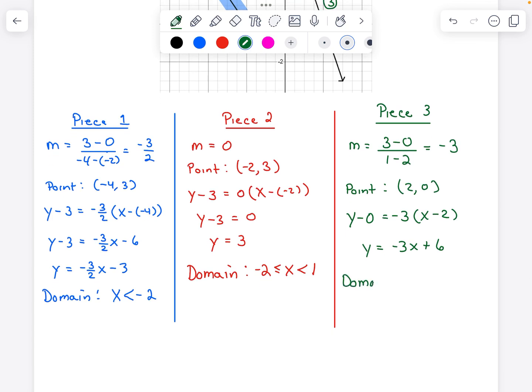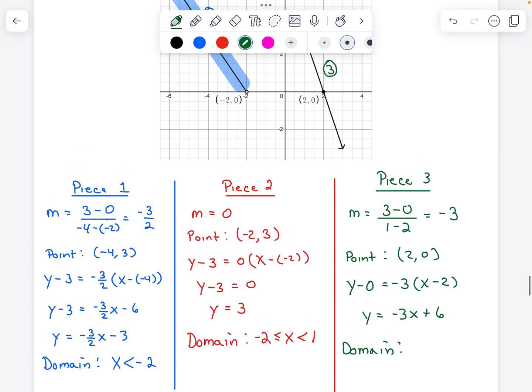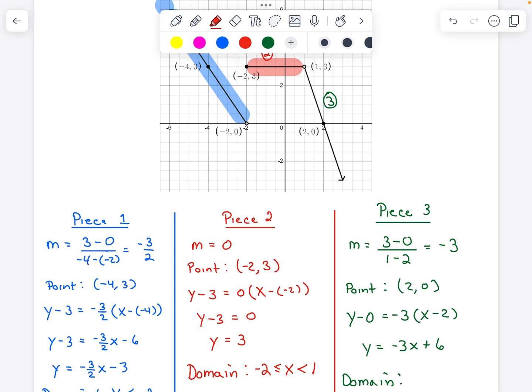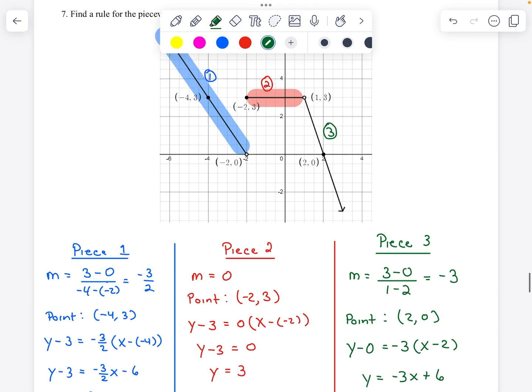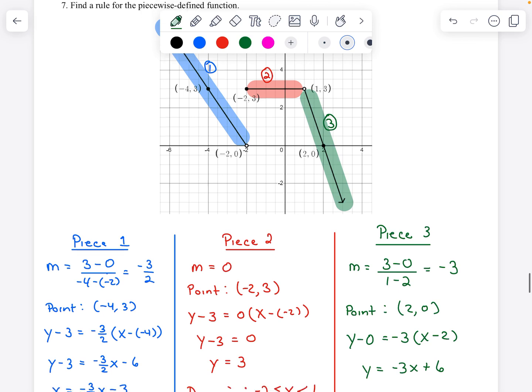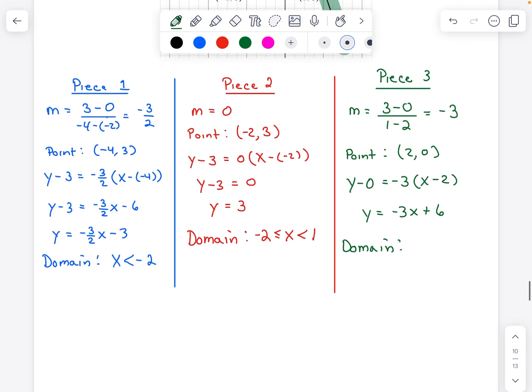All right, now for the domain. It looks like the lower bound for the domain is going to be 1, and the line extends indefinitely to the right forever. Now 1 is not part of the domain because the circle is open at (1, 3). So the domain for this piece is going to be x is greater than 1.